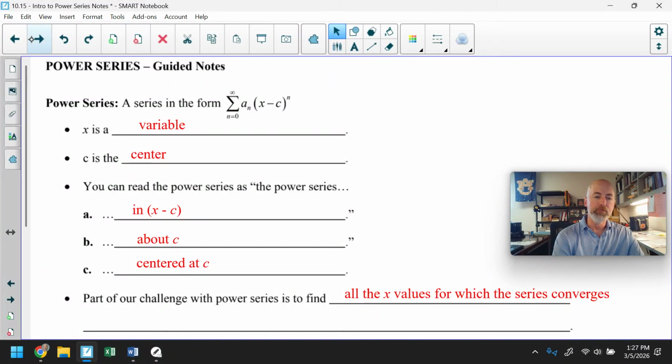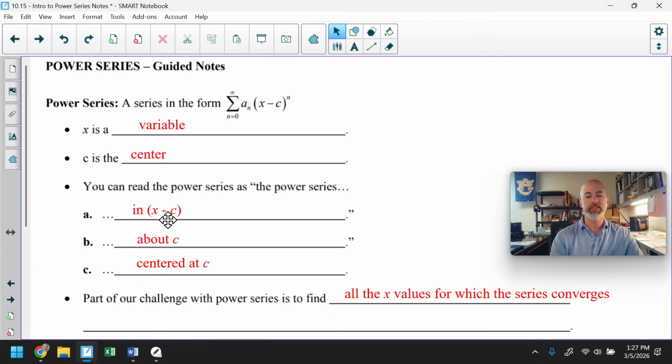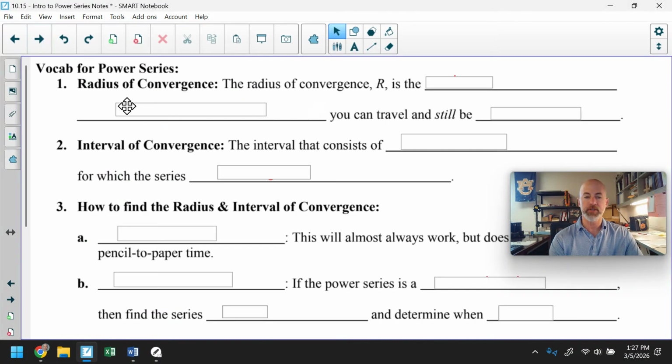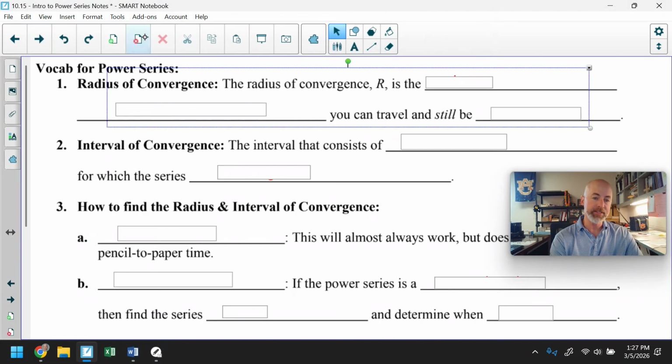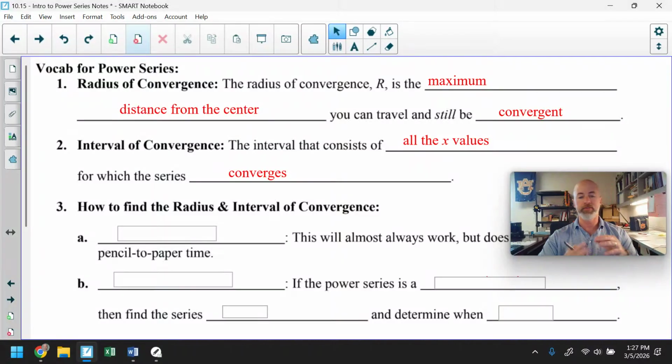A little bit more terminology. We have the radius of convergence, and the radius of convergence, going back to the idea here of the center and looking for all the x's that the series converges for, is the distance you can travel from the center and still be convergent. So we're trying to figure out from the center, how far can I vary and still converge? What values of x can we plug in that makes the series converge? The interval of convergence is listing all of the x's for which the series converge. Those sound pretty similar. Just remember, radius is simply a distance.